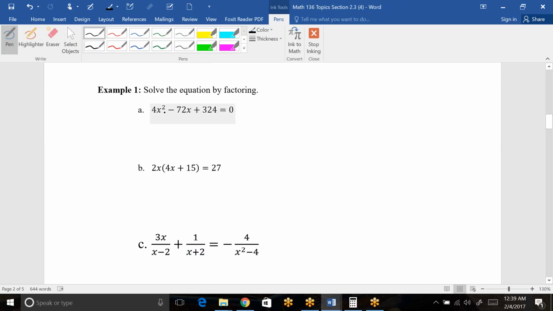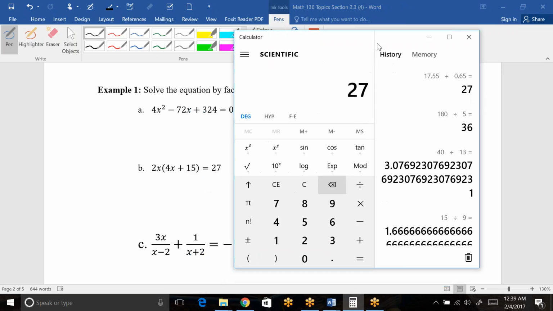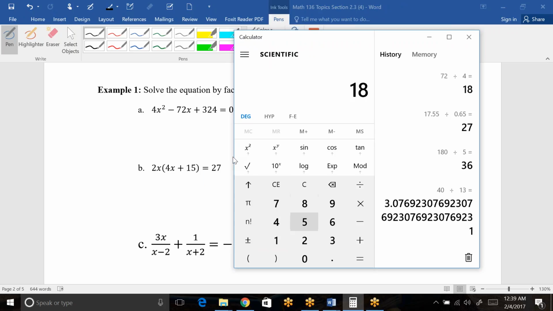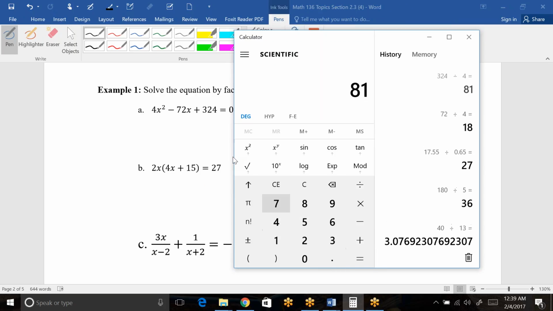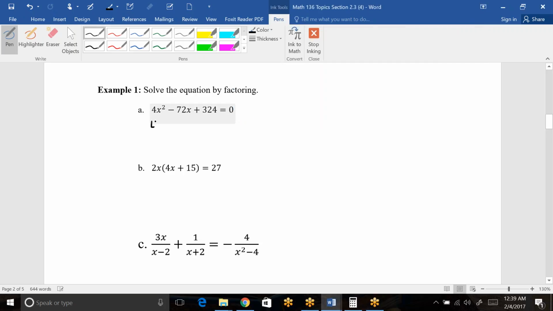So let's talk about this first one. The first thing you should always check for, especially since the numbers are so big, is a GCF. Let's see if everything's divisible by 4. I know everything's divisible by 2, but 4 would be easier. Yep, and 324 divided by 4 — yes, so this is going to have a 4 that can get pulled out. That would make it x squared minus 18x plus 81, if I remember what I just used on my calculator.